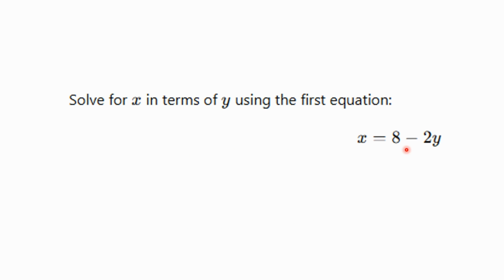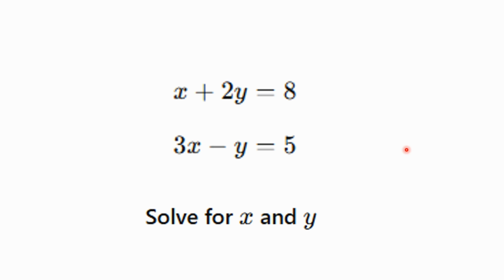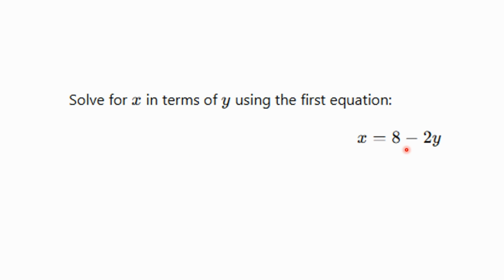All right, what we're going to do here is solve for x in terms of y using the first equation. The first equation was x plus 2y equals 8. All we're doing is subtracting 2y from both sides of the equation, which leaves us x on the left and 8 minus 2y on the right.